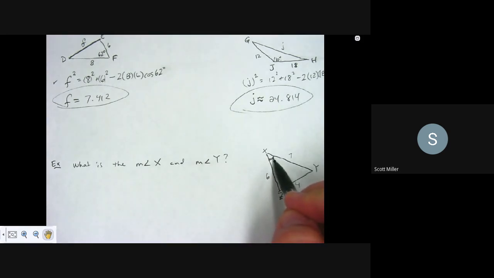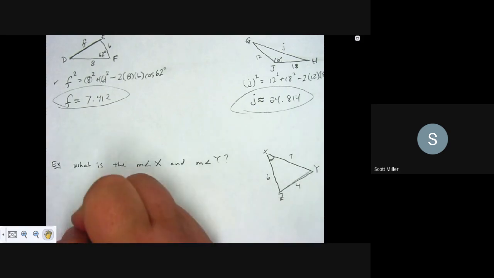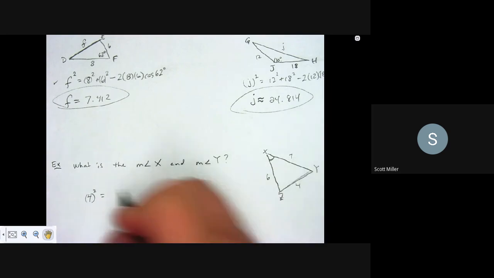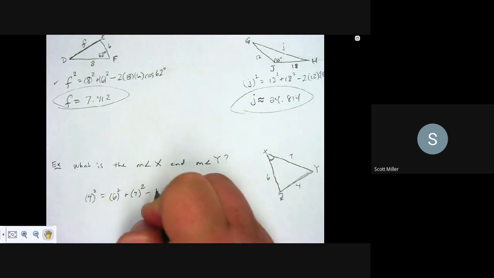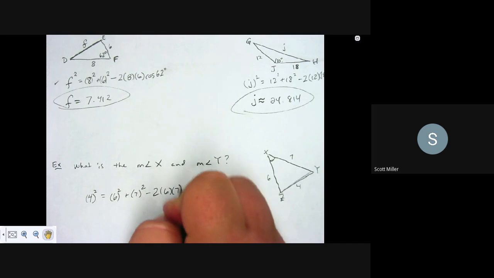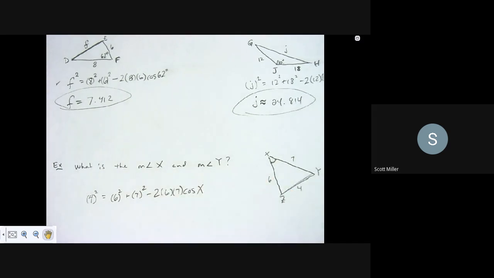If this is the angle I'm looking for, then this is the side that has to go on the outside. So we have to put 4 squared outside, and then the other 2 sides inside, so 6 squared plus 7 squared minus 2 times 6 times 7 times the cosine of angle x. So that's what you need to write.